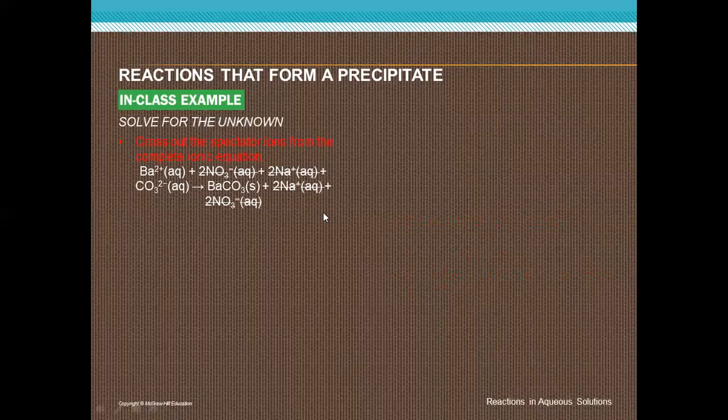Ba, we must simplify the similar ions in the two sides of reactants and product. So 2NO3 with 2NO3. 2Na with 2Na. Okay. So finally, the rest of ions will be Ba positive 2 plus CO3 negative 2 to produce BaCO3. It's called the net ionic equation, after simplifying the similar ions on both sides of the equation.